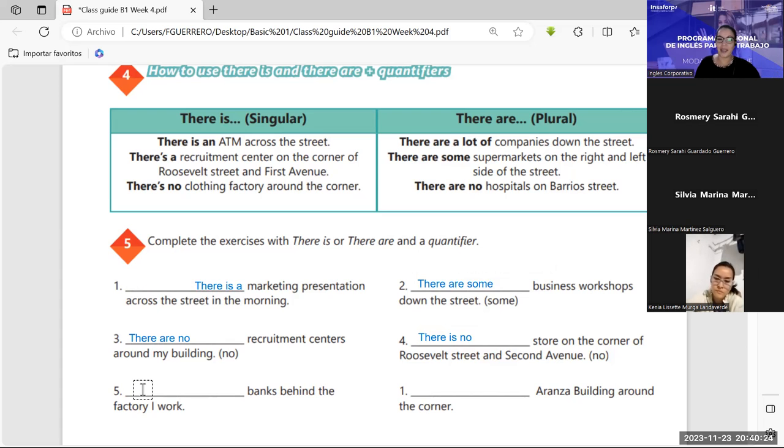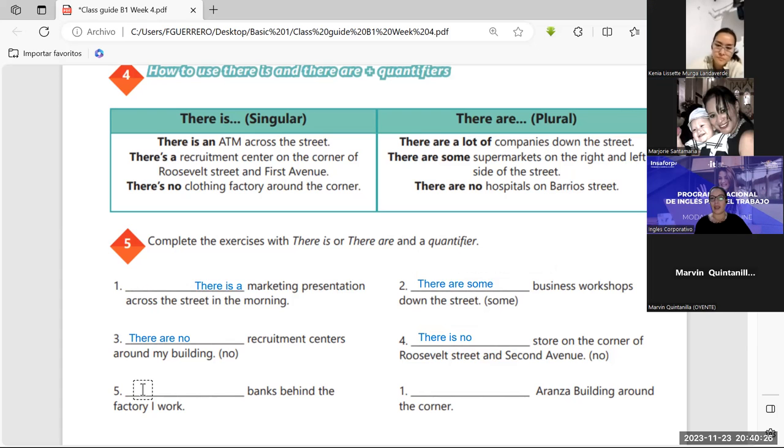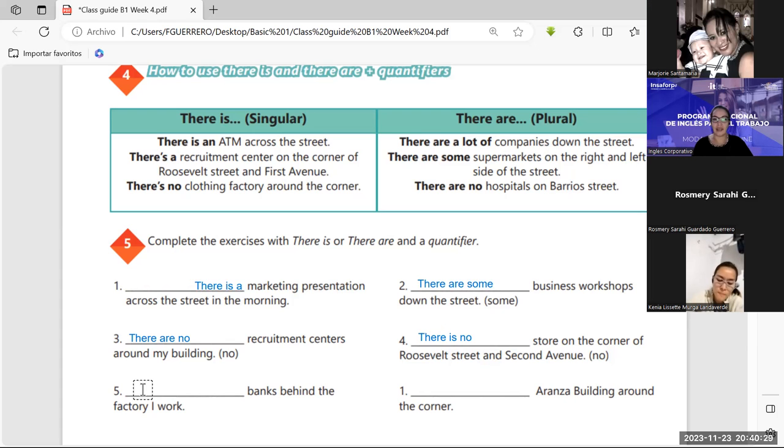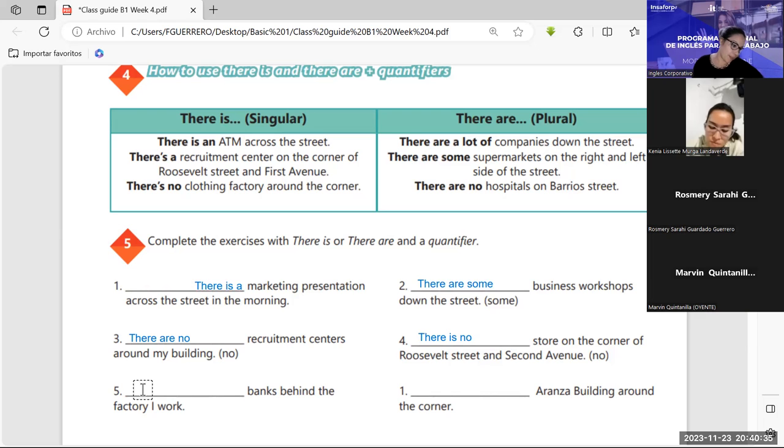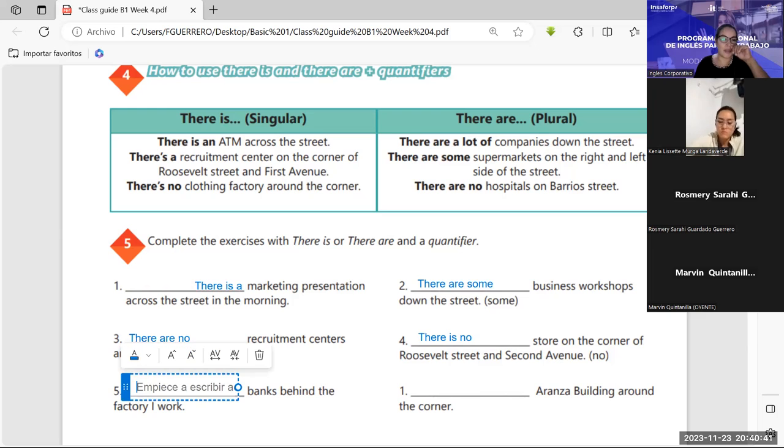Number five. Kenya, number five. There are banks behind the factory I work.